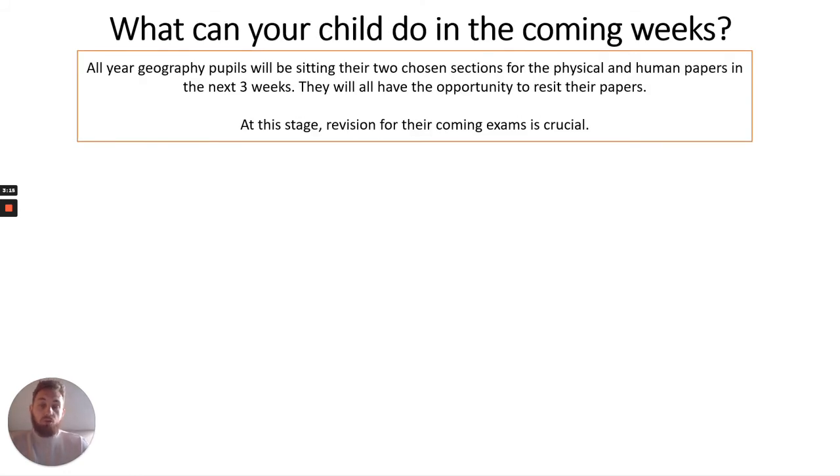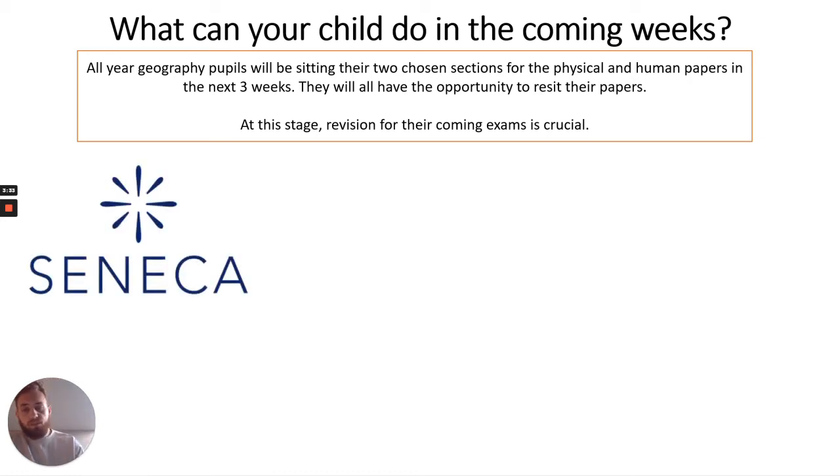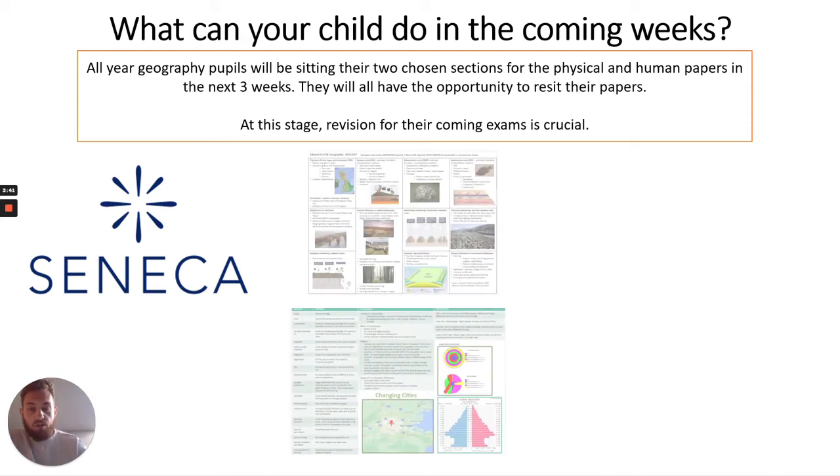So what can your child do in the coming weeks to help improve their grades and give them the best chances of success? Well, we're going to be sitting the 2 exams in the next 3 weeks, so it's really important that revision is continuing, and you give yourselves the best chance to get the best attainment that you can. Seneca Learn is something that you will have used in class before, and if not, you'll probably use it in the future, but it's a really good resource that you can use to help you revise.